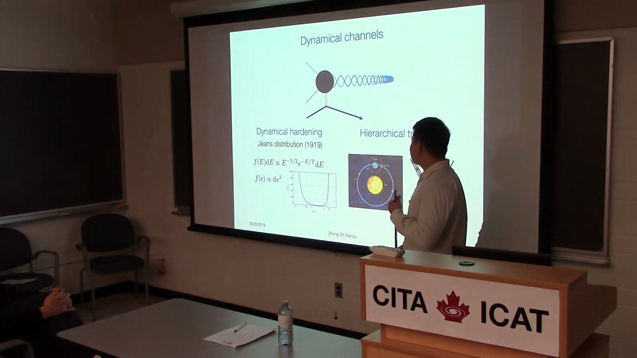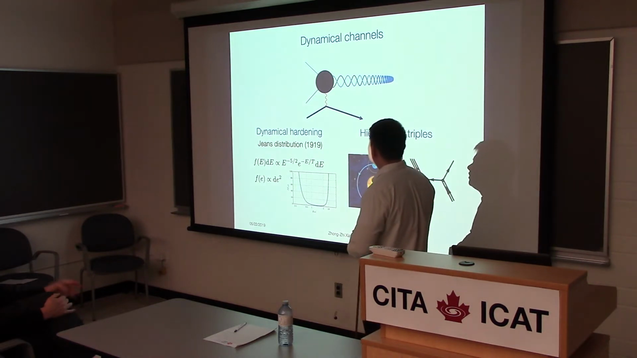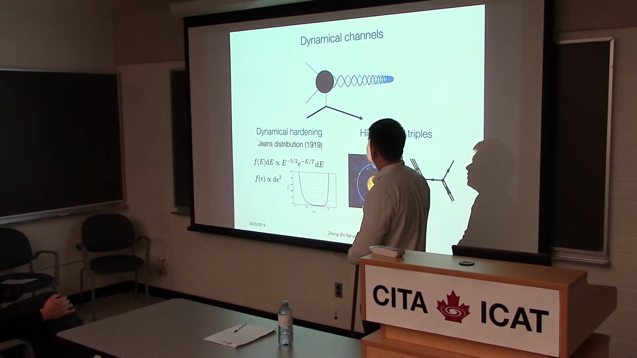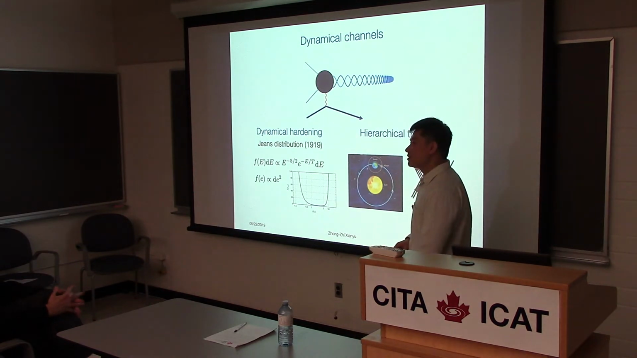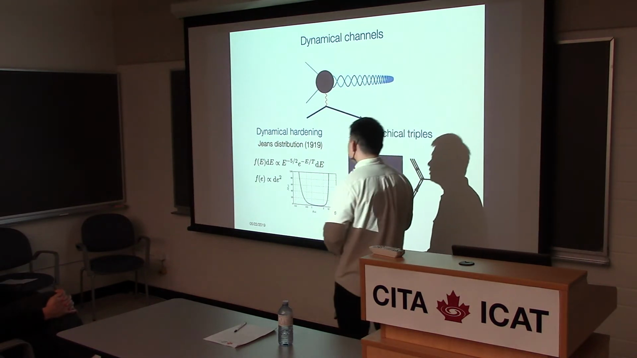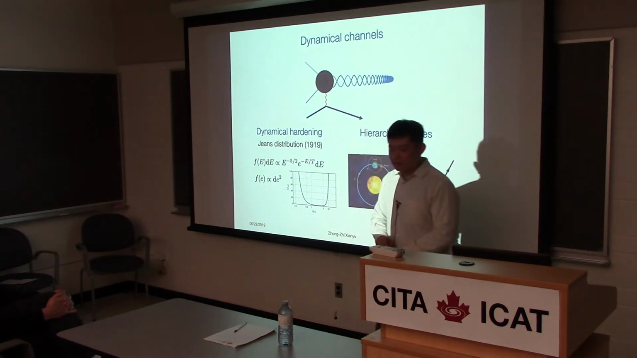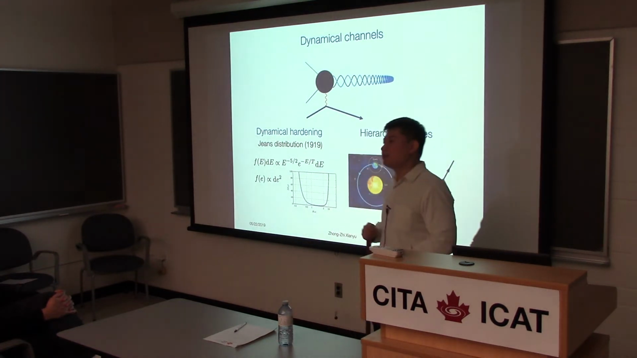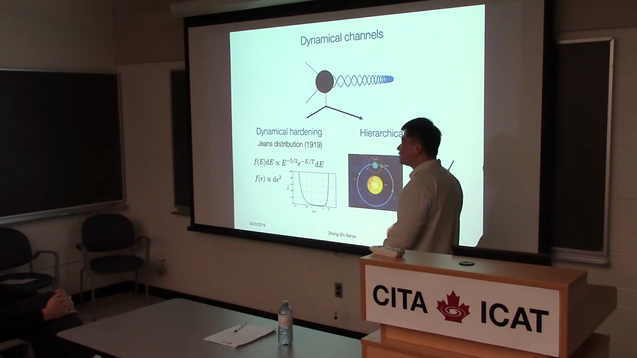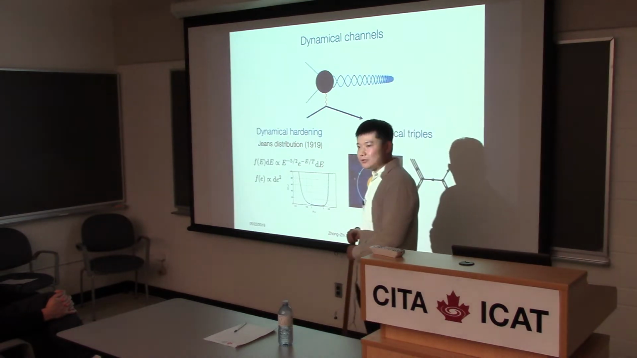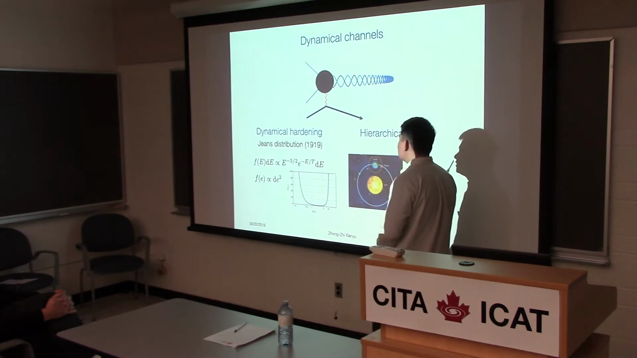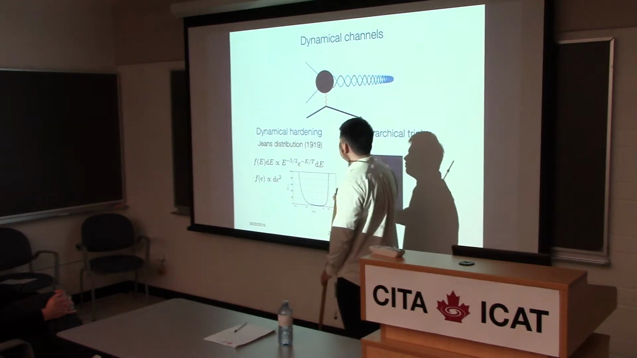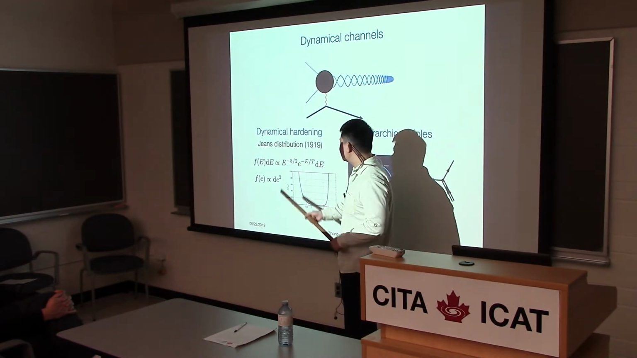And actually, this question was asked by James Jeans exactly 100 years ago. The question he asked is, what will be the thermal equilibrium distribution of binaries bound purely by gravitational interaction? And he derived the distribution of the binaries in this way.